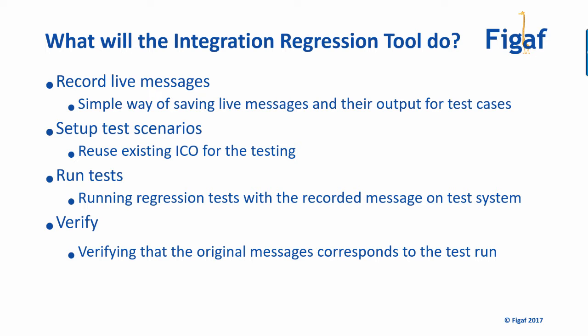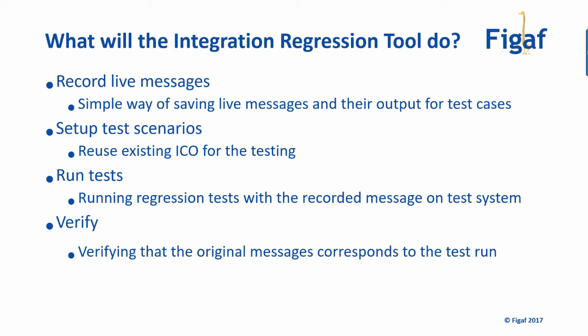So you're able to record messages from any productive system. You just select what ICO you want, select the number of messages you want to record from this system, and then the next 5 or 10 messages processed there will be sent to your test system.